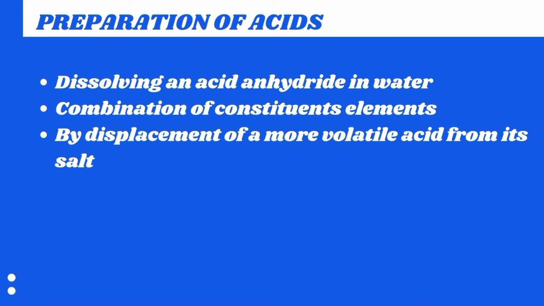Now let's talk about how acids are prepared. Here's an outline of the general method for preparing acids. Number one is dissolving an acid anhydride in water. Two is by the combination of the constituent elements that make up the acid. So you take note of that. And finally is by displacement of a more volatile acid from its salt. So you just need to know the various ways we can prepare an acid in the lab.